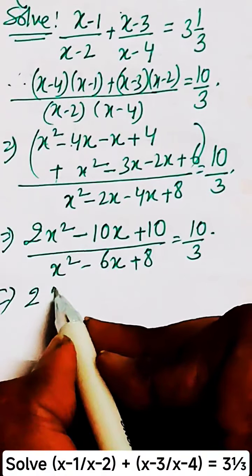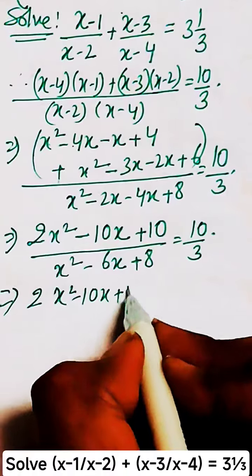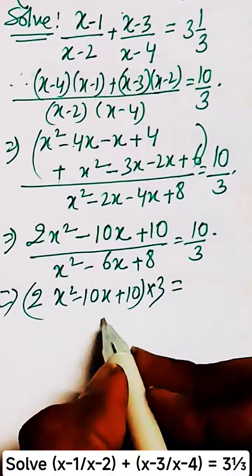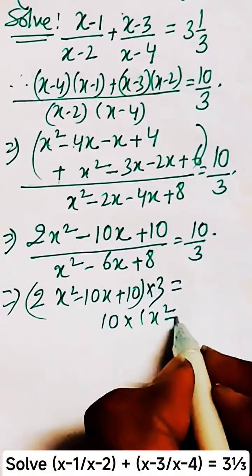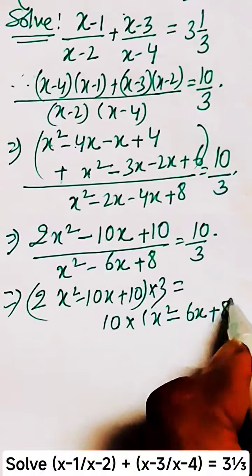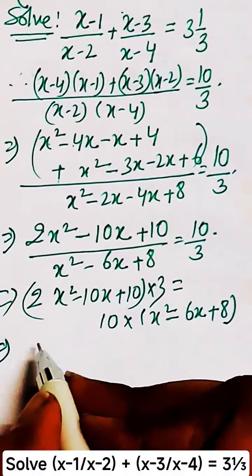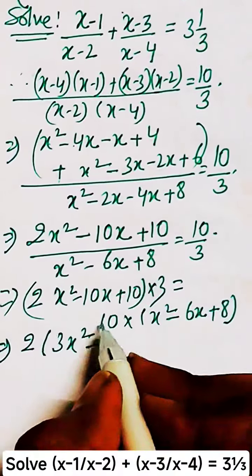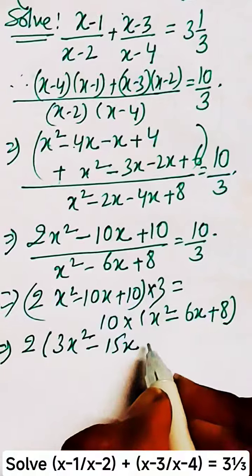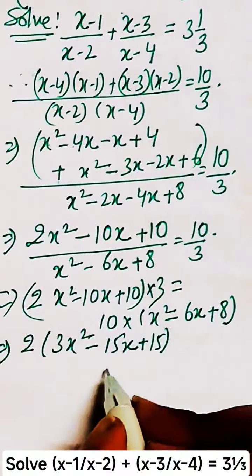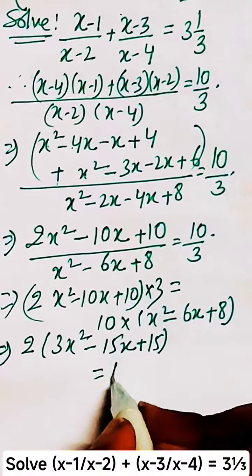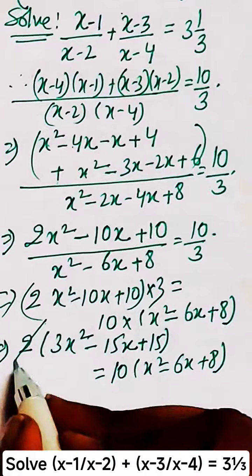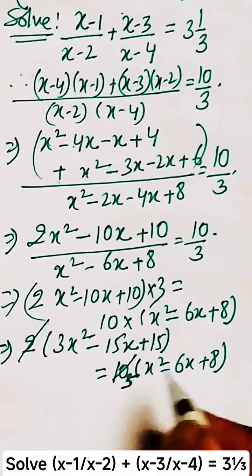3 will be multiplied with 2x square minus 10x plus 10, and similarly x square minus 6x plus 8 will be multiplied by 10, just cross multiplication. Here you can see 2 can be taken as common. So taking 2 as common and multiplying the LHS by 3, we will be having 3 times x square minus 5x plus 5, and on the RHS we have 10 times x square minus 6x plus 8, and from 2 this 10 will be divided, giving 5 times.